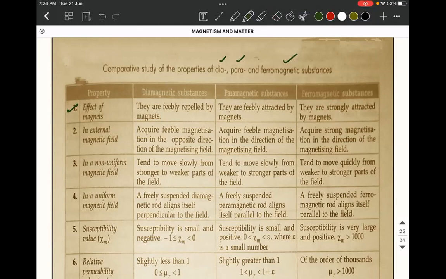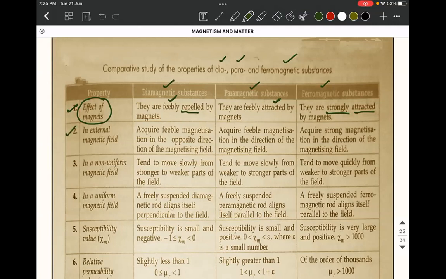Okay, listen. So when I take a diamagnetic substance, what will happen? What will be the effect of magnets on a diamagnetic substance? Do they repel or do they get attracted? So they repel. Diamagnetic substances repel, and it is a feeble repulsion. Similarly, when you talk about a paramagnetic substance, there is a feeble attraction. Whereas when you take ferromagnetic substances, they have a strong attraction.